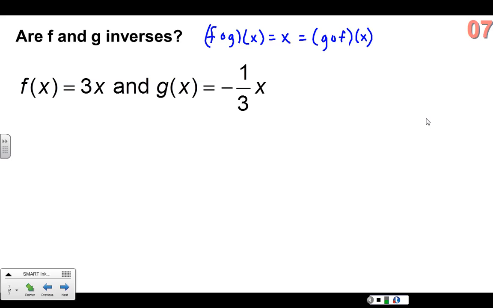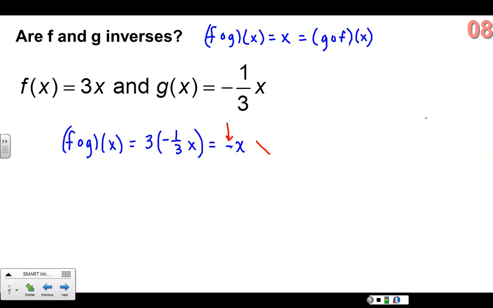So let's see if we can prove if 3x and negative 1/3 x are inverses, yes or no. So if I do f of g of x, that's picking g and putting it back into f. So we'd have 3 times negative 1/3 x. If I multiply 3 times negative 1/3, I get negative 1x. So negative x. Therefore, I don't even need to go any further because the negative is breaking my rule here. It's got to equal just positive x. So no, they are not inverses.